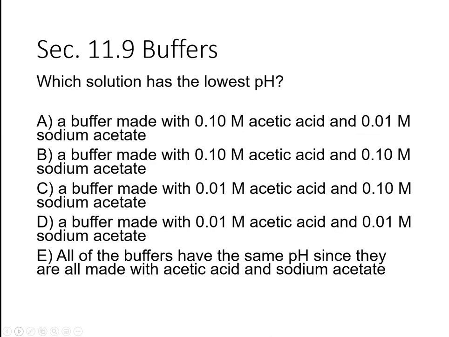Here's the final question on the review. It's from the buffer section. Which solution has the lowest pH? There's a lot of words here, but what was your answer? A, B, C, D, or E? Good. So the concept here, we're talking about the ratio of acid to conjugate base.